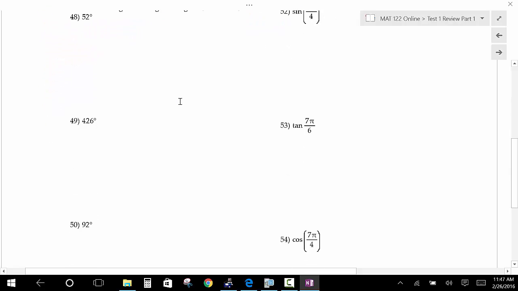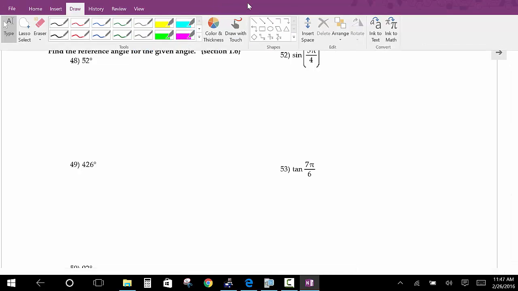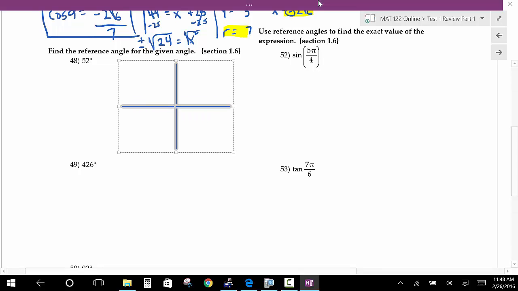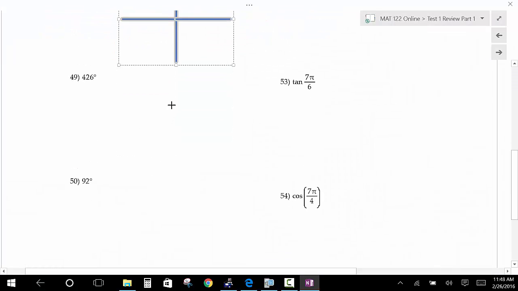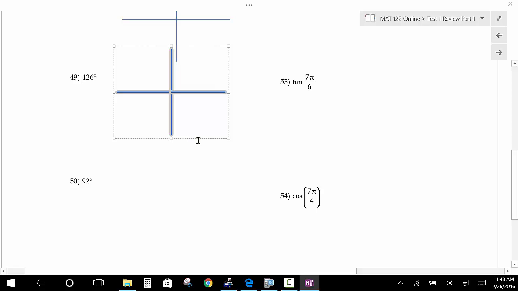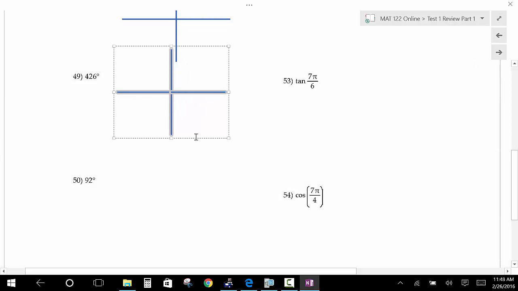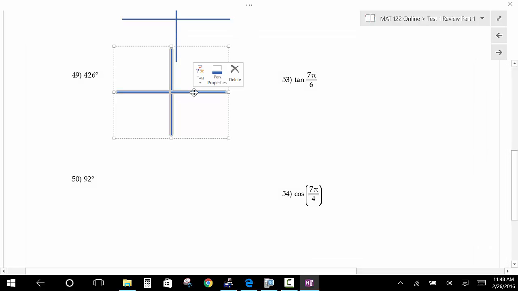Okay, let's do some reference angles. Basically, what's going on with a reference angle is you're looking for an angle that's an acute angle between 0 and 90 degrees. So let me set up a couple of coordinate systems here and get that set up so I can give a pretty good illustration of what's going on with this.